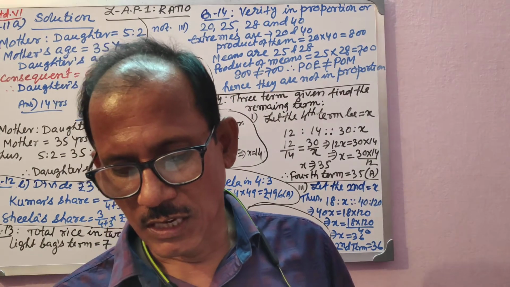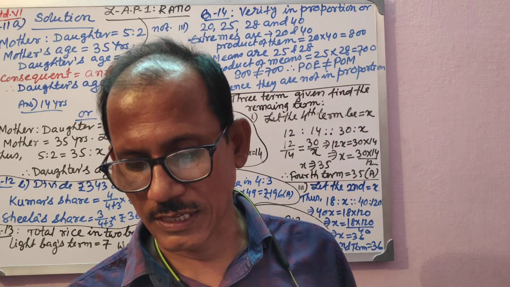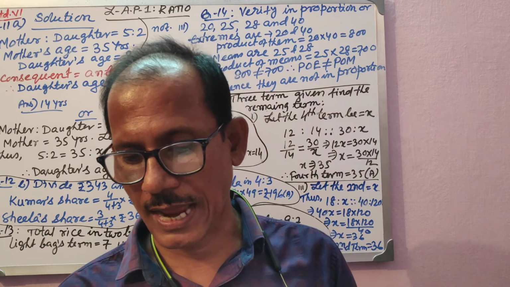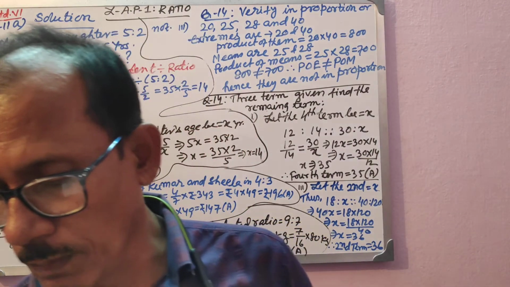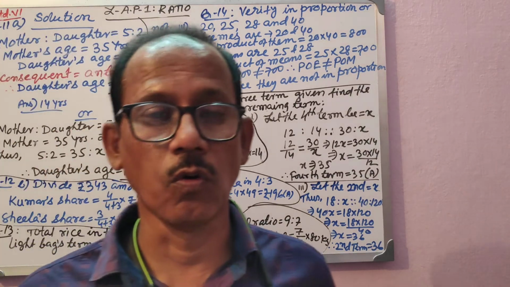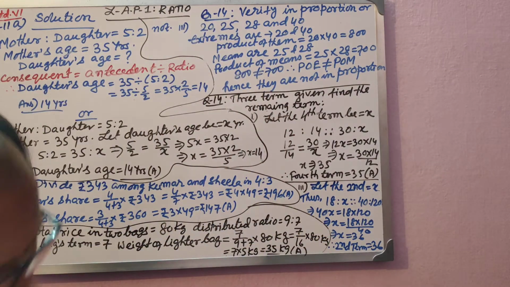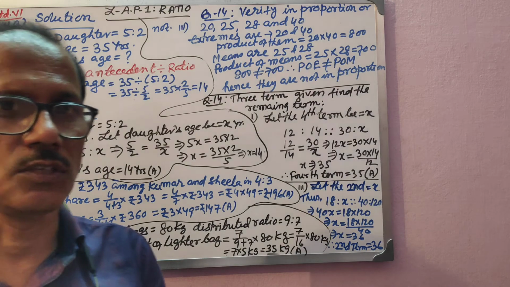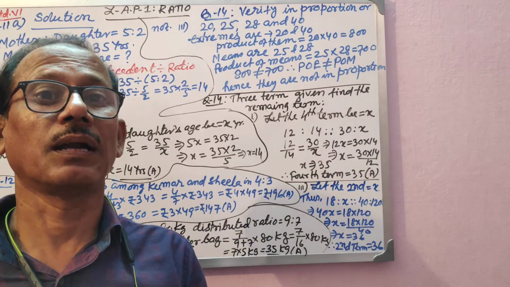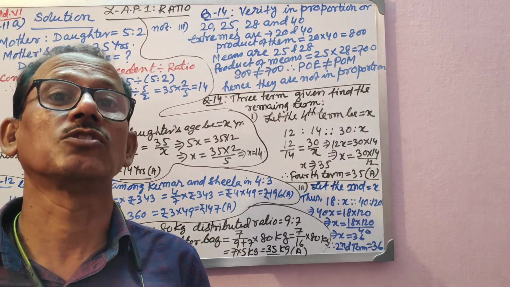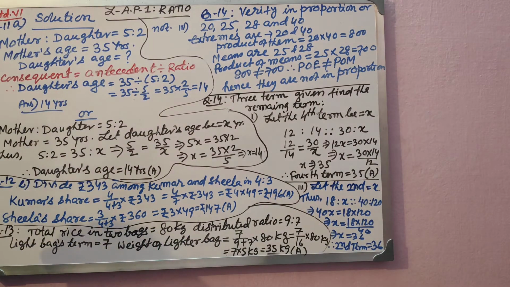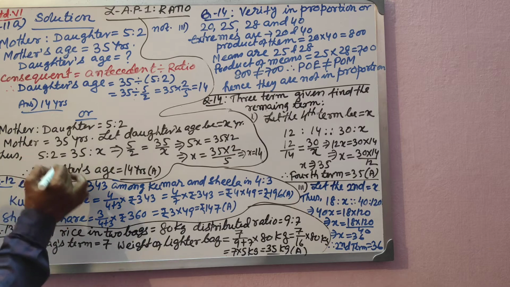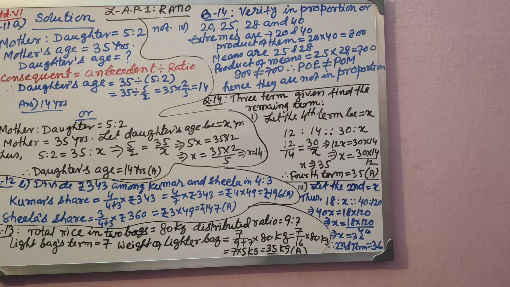Question number 11a is given as: the ratio of the ages of mother and her daughter is 5:2. If mother is 35 years, how old is the daughter? Now it's very simple. You can go through the formula. Consequent is equal to antecedent divided by ratio. But if you want to find out the antecedent, it will be consequent into ratio. Don't forget it. Now, I will tell you an alternate method that I am teaching you, that is the best. You need not remember the formula, and this is the standard method to find out.